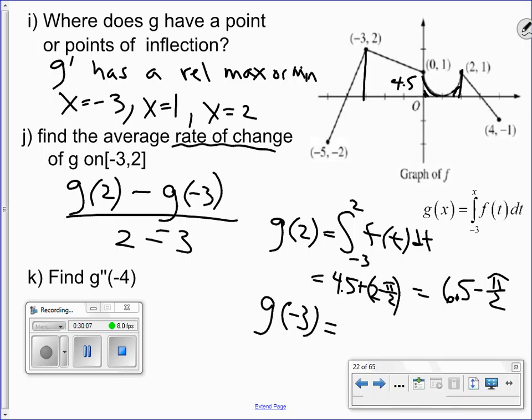All right, g of negative 3. That's 0. It would be the definite integral from negative 3 to negative 3. I'm not even going to write it. We just know that's 0.